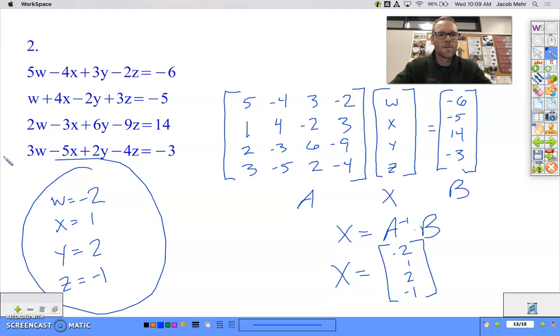Pretty neat method to solve systems. I hope you like it. Use that calculator, use your inverse matrices, and have fun.